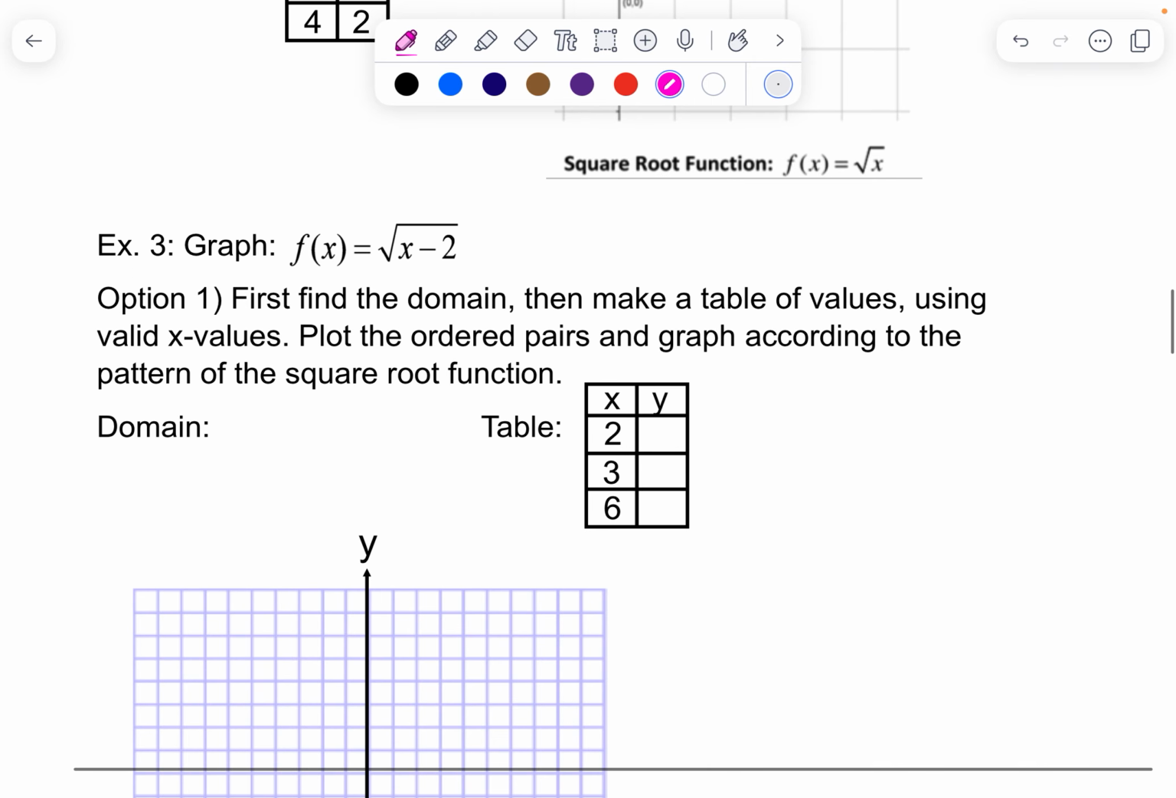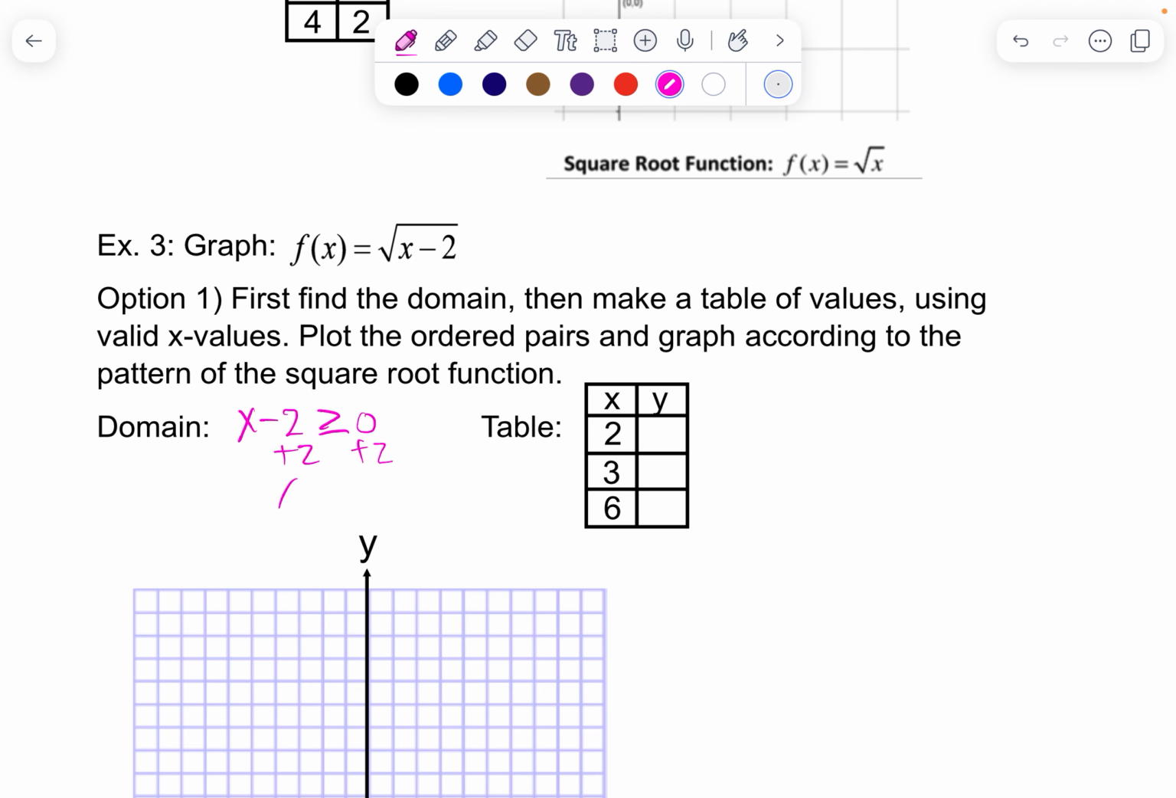So let's go ahead and first find the domain. Since this is a square root, it's even, I've got to set x minus 2 greater than or equal to 0. I add 2 to both sides. X is greater than or equal to 2. So therefore, the domain is from 2 to infinity. So I can choose x values that are 2 or larger.